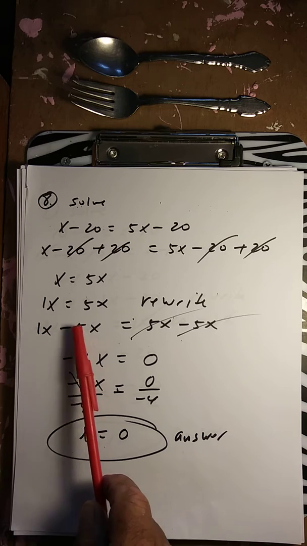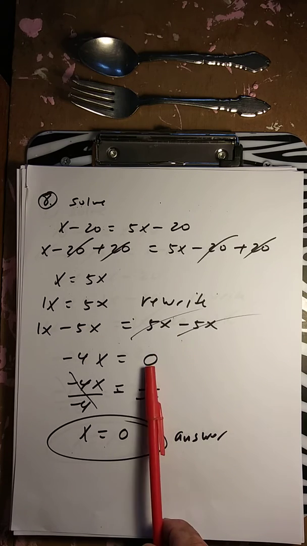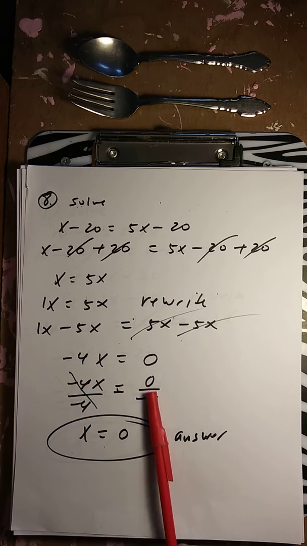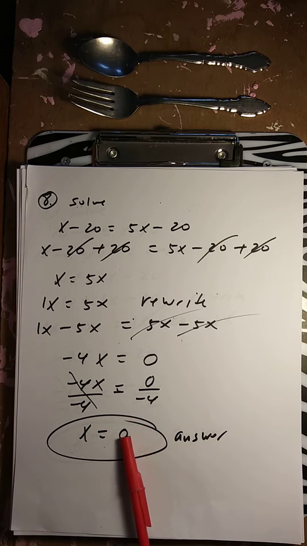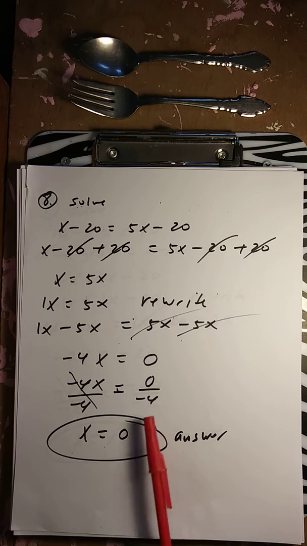So we have 1x minus 5x is negative 4x equals 0. Divide by negative 4, divide by negative 4. So x equals what? 0. 0 divided by any number that's not 0 is 0.